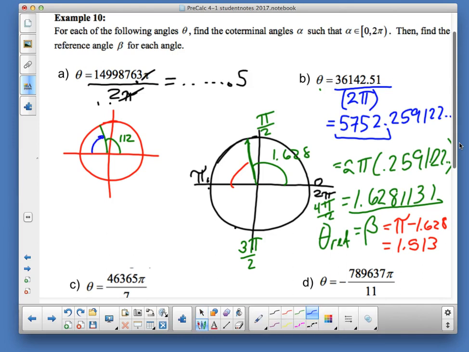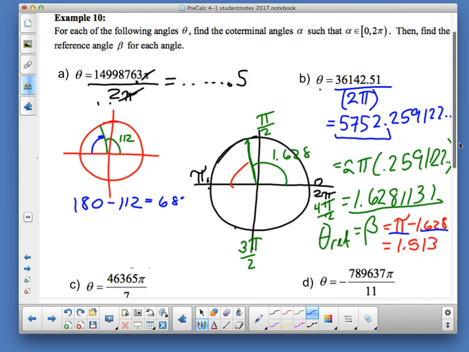What am I going to subtract it from? 180. So I'm going to go 180 minus 112, right? And that'll give me my 68. That's exactly what I did here. Does that make sense? Pi is my 180. That 1.628 is my coterminal angle, and I'm just finding my reference angle, and that's how I did it. Are you okay with that? Does it make sense a little bit more?